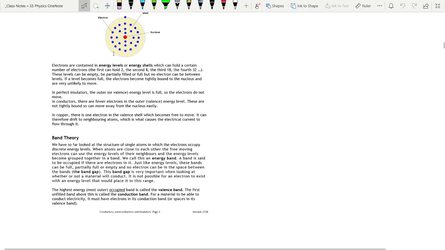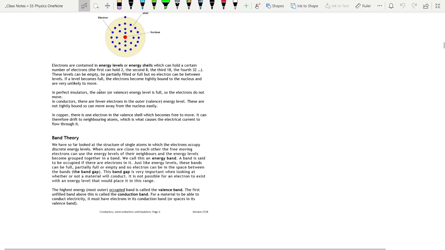Electrons are in energy levels or energy shells, which can hold a certain number of electrons. That's why they don't all just crowd in the smallest one. The first one can only hold 2, then 8, and so on. These levels can be empty, partially filled, or full, but no electron can be between levels. If a level becomes full, the electrons become tightly bound to the nucleus and are very unlikely to move.